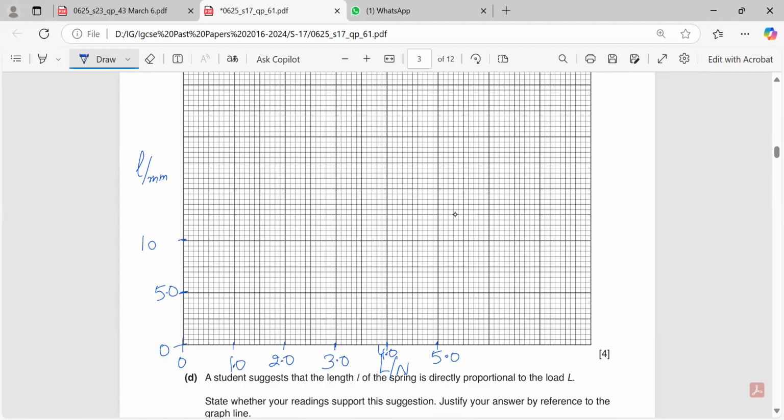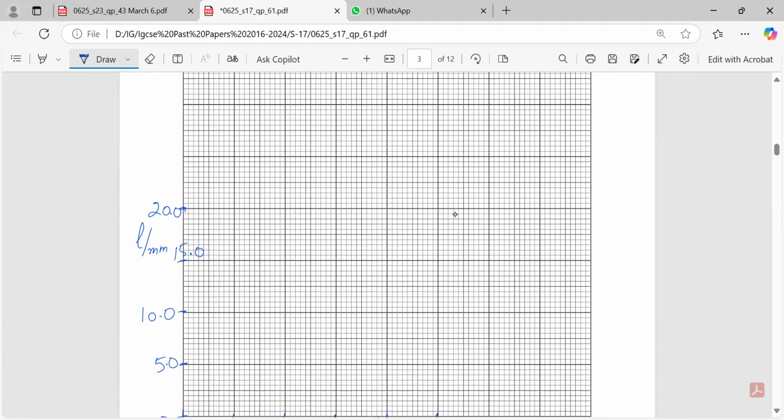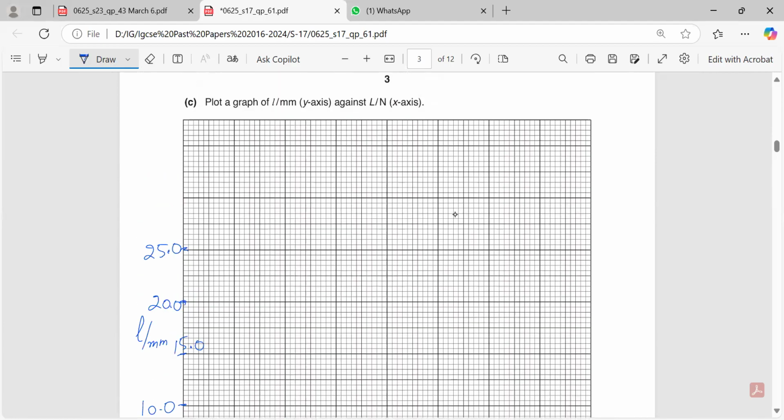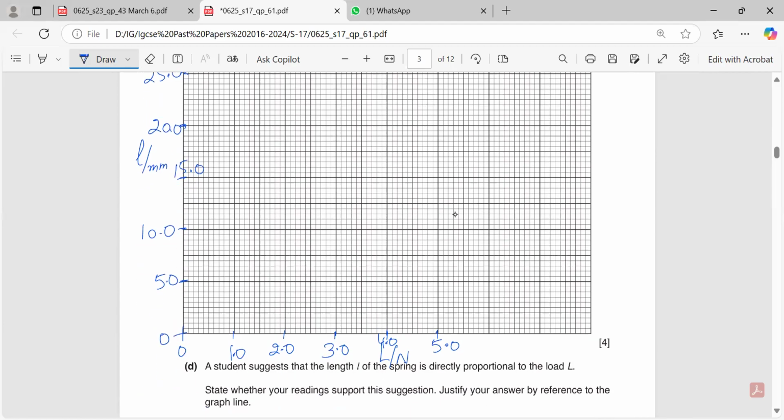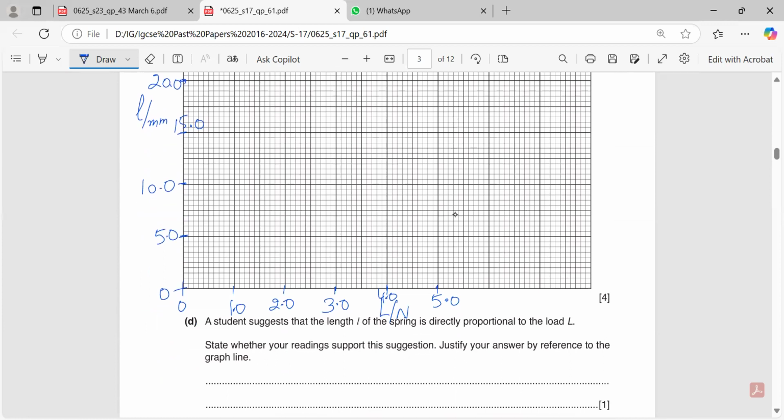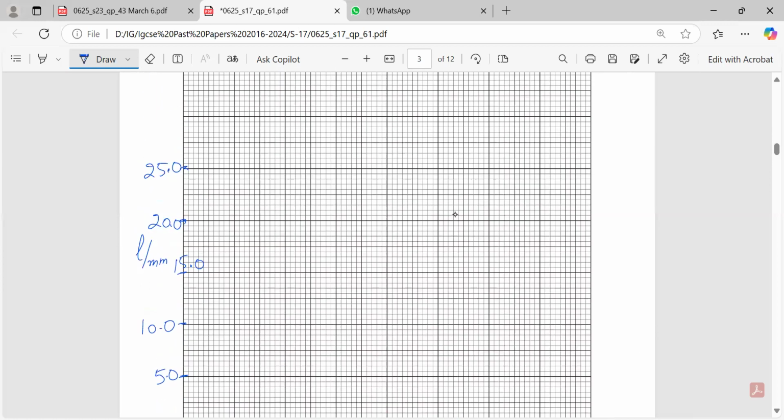This is 10.0, this is 15.0, here it is 20.0, then here it is 25.0. You can check the data is spreading over more than half of the grid on the x-axis as well as the y-axis. So we can score the first mark for labeling it accordingly and the second mark for spreading the data over more than half of the grid provided.